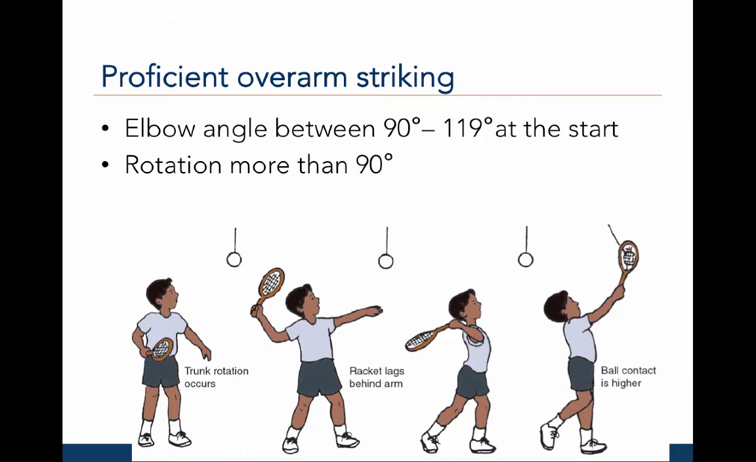The trunk rotates, then the humerus moves, then the forearm moves, then the racket moves. The point of contact with the ball is high, and the arm is extended at contact. Overall, the force is generated by correctly timing the sequences of these different movements from the foot to the racket.